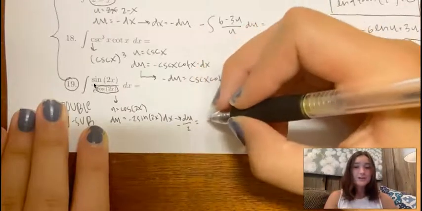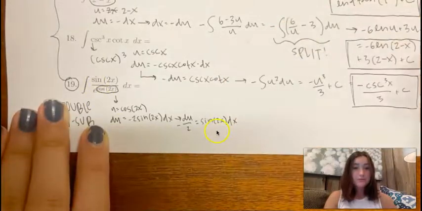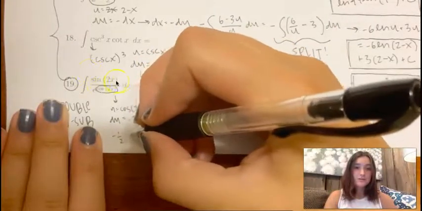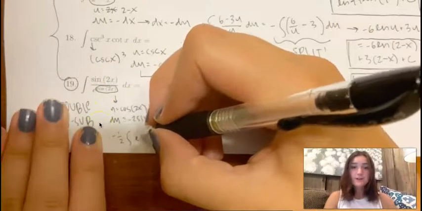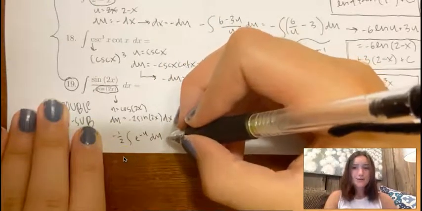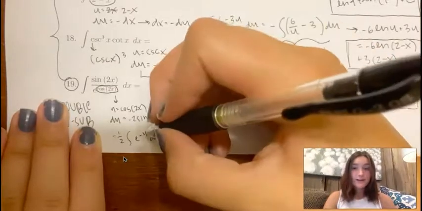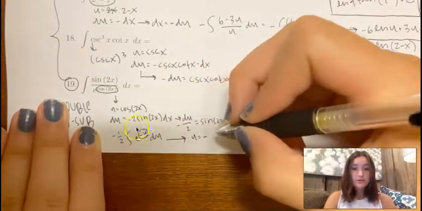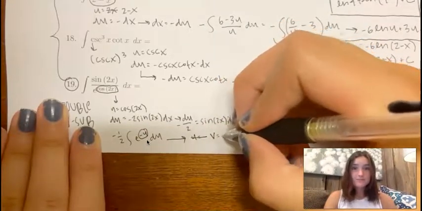So then you're going to keep all your x's on one side and be left with negative du over 2 equals sine 2x dx. You can see that that sine 2x is going to cancel with the sine 2x up here when we write our new integral, but the negative 1/2 doesn't cancel anything, so you have to keep that in front of the integral. So I'm going to have negative 1/2 integral e to the negative u du. Don't forget that negative when you do it. We've still got a u in there, so that means we're going to have to do u sub again, kind of like on number 17.